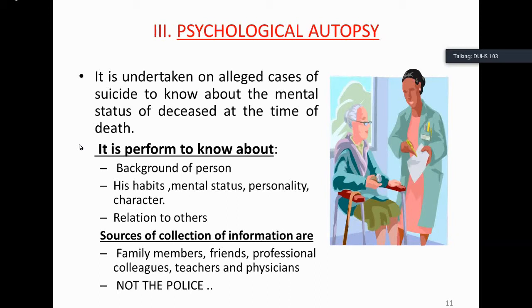So you should know that the person is already dead. In suicidal cases when the person dies, when the case is diagnosed, or you make your assumption that it is suicide, or when you diagnose by your findings that it was a case of suicide, then again you need to look for the psychological status of the deceased by interviewing the relatives. What was the reason? How was his personality? These things can be asked of family members, friends, professional colleagues, teachers, and physicians. Not the police, because here the statement is going to become biased if you just look for the case of suicide. It is performed about the background of the person, his habits, mental status, personality, character, and relation to others.